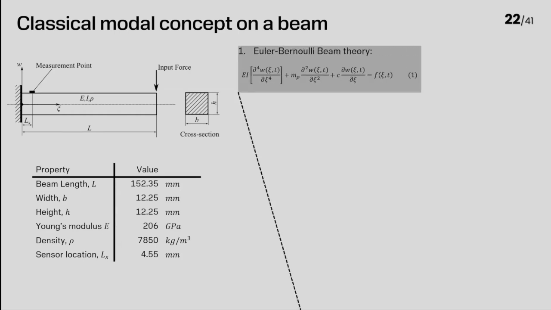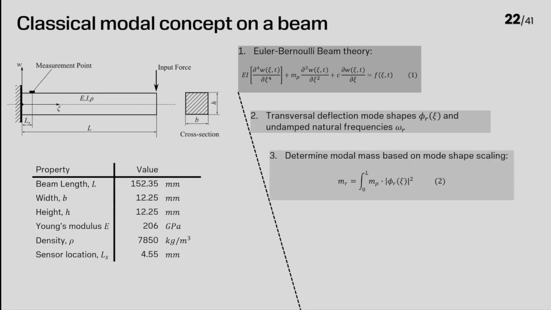So we begin with Euler-Bernoulli beam theory with the standard equation of motion, which I assume is known to most of you. By solving this equation, we can define the transversal deflection mode shapes and undamped natural frequencies. And then we determine the modal mass based on the mode shape scaling.